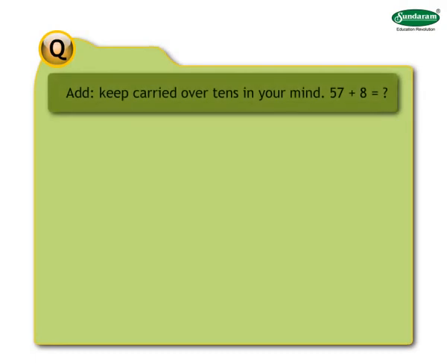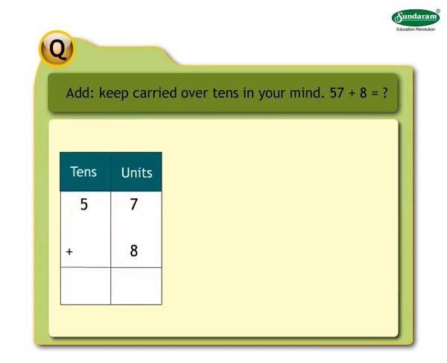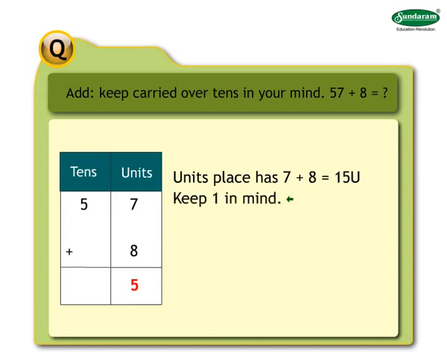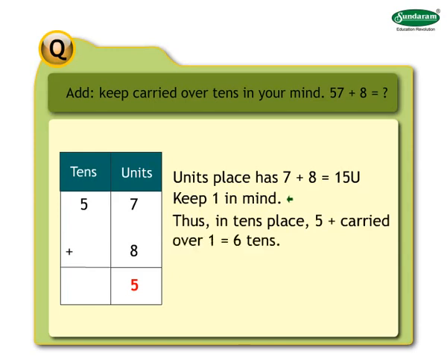Question. Add. Keep carried over tens in your mind. 57 plus 8 is equal to what? Solution. Place the numbers vertically. Units place has 7 plus 8 is equal to 15 units. Write 5 under units column. Carry 1. Keep it in your mind. Thus, in tens place, 5 plus carried over 1 is equal to 6 tens. Hence, 57 plus 8 is equal to 65.